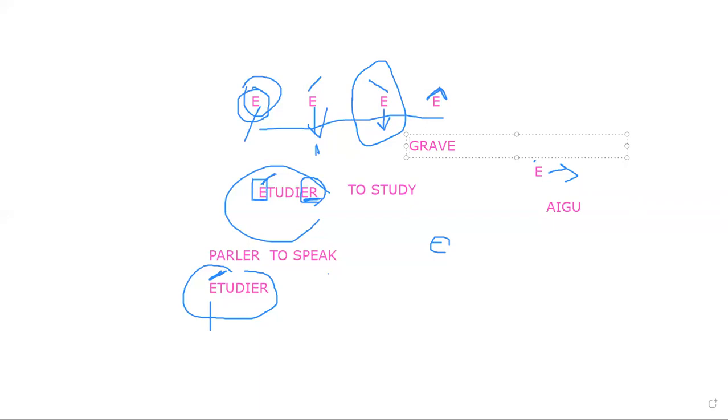Repeat after me. If your E has the sound of A, that we call aigu. Répétez après moi, s'il vous plaît. Repeat it, please. Mademoiselle et monsieur, repeat it, please. If you have E and the sound is A, that formation we call aigu.